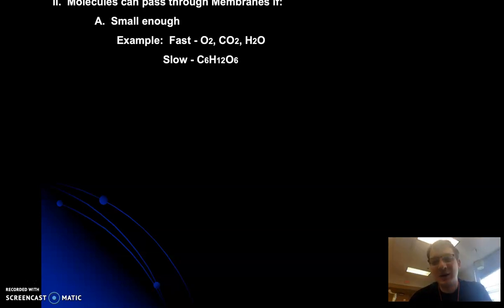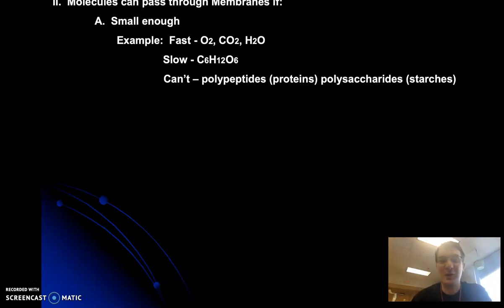Glucose can fit somewhat through the phospholipid bilayer, but since it's a little bit bigger, it's a slow diffusion. And some things can't diffuse at all through the membrane on their own. Things like proteins, which are huge, and long chains of sugar like polysaccharides. So, how big you are can determine how quickly you naturally diffuse through the membrane.